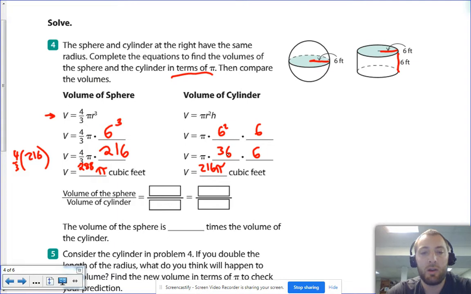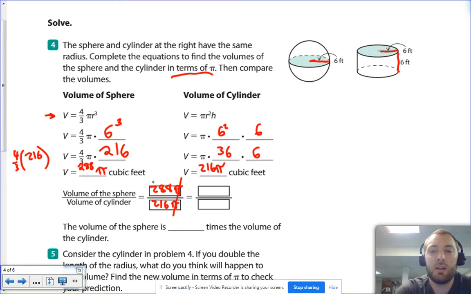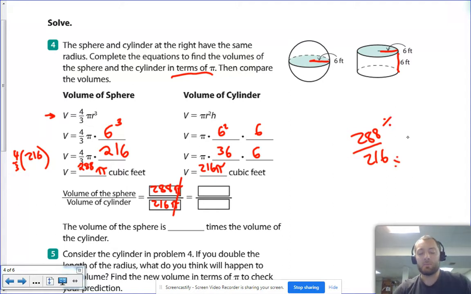So if we're comparing the two, let's go sphere to cylinder. So 288 pi compared to 216 pi. Just like before, the pi's cancel out. We got to reduce 288 over 216. And you can tell the sphere actually has more volume to it. That's what it's showing here, 288 pi versus 216 pi. Let's see if we can divide these by anything. And sometimes you got to play around with it.